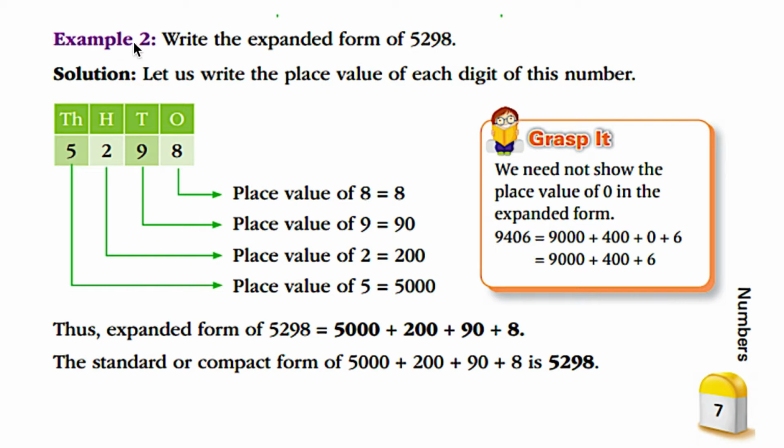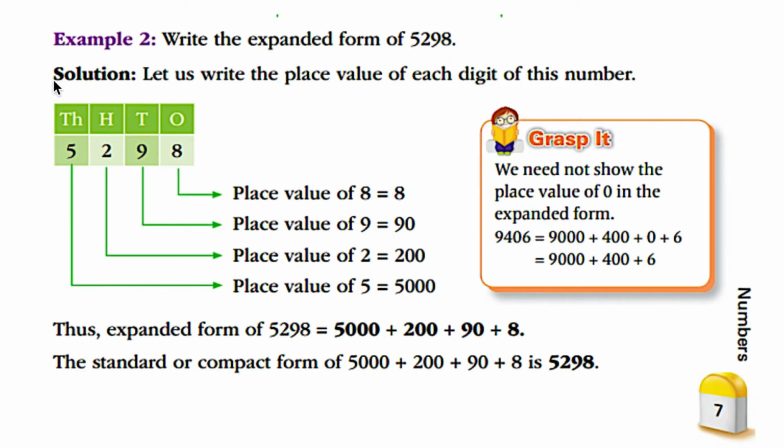Now students, over here in example 2, we have to write the expanded form of the number 5298. Now we know that expanded form of a number is the sum of the place values of all the digits in the number.